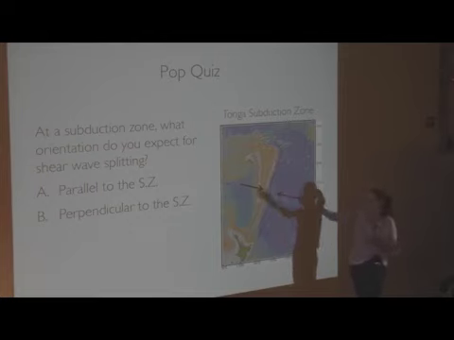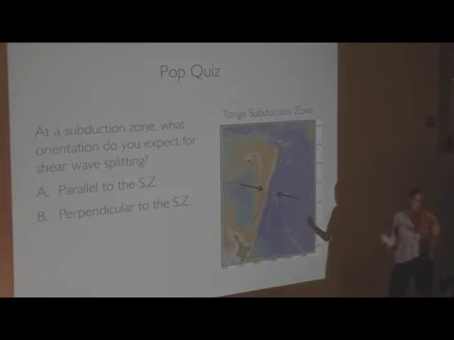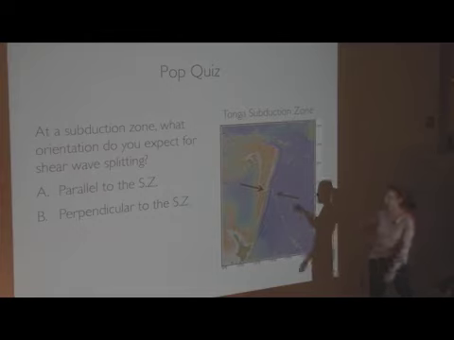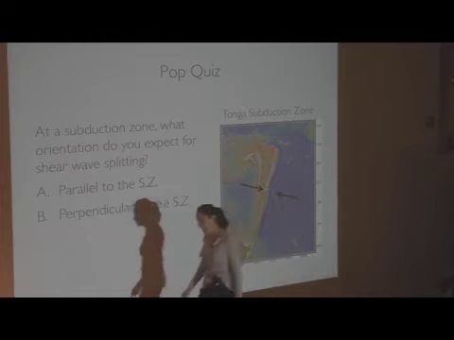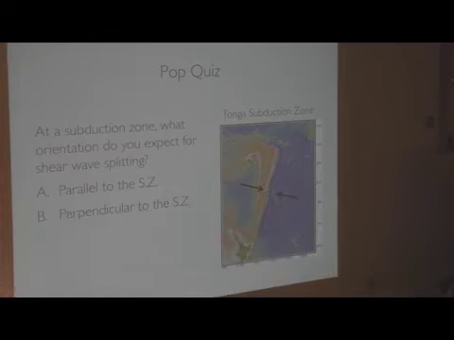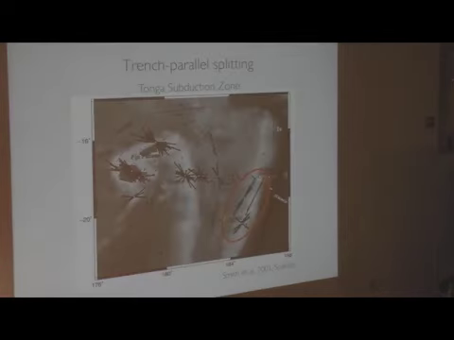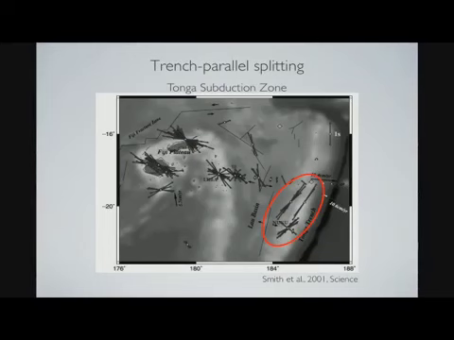Just raise your hand if you think it would be parallel to the subduction zone, if both your plates are moving, converging. Okay, and then if you think it would be perpendicular to the subduction zone. So the expectation, with the plate motion going towards each other, is that the answer would be B, right? And as many of you in the room know, what the actual observation is, is that we see this trench parallel direction. So this is the observation.